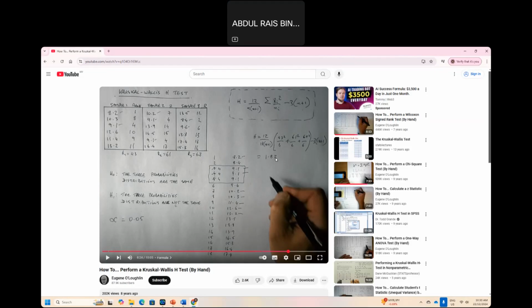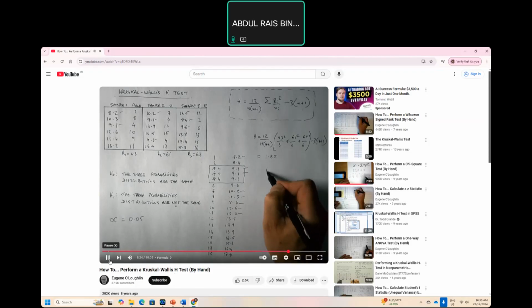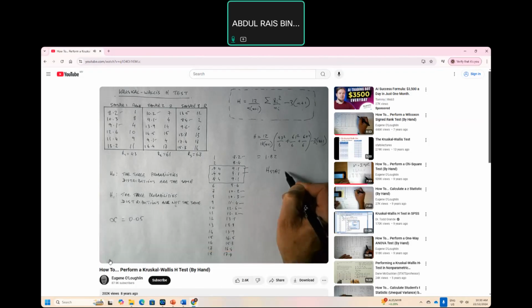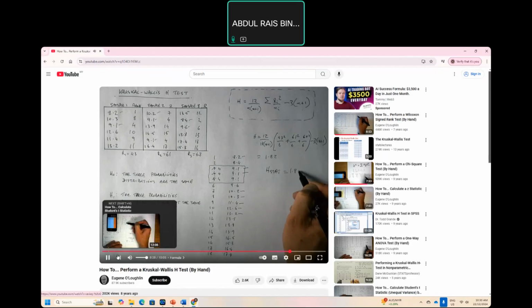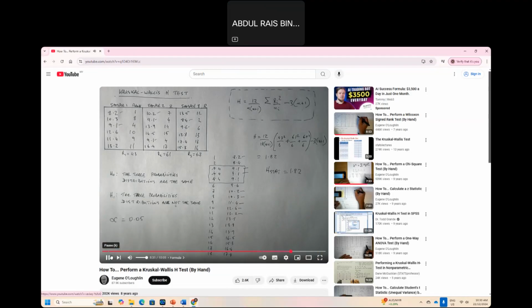Okay, for non-parametric, remember U stats for Mann-Whitney U, W stands for Wilcoxon, while H stands for Kruskal-Wallis H. H stat is equal to 1.82. So different from Mann-Whitney U and Wilcoxon, we don't look at whether the U or W value is high or low. From the statistic we have calculated it all in one go, right? Before I can determine whether this is a significant value or not, I need to determine the critical value.